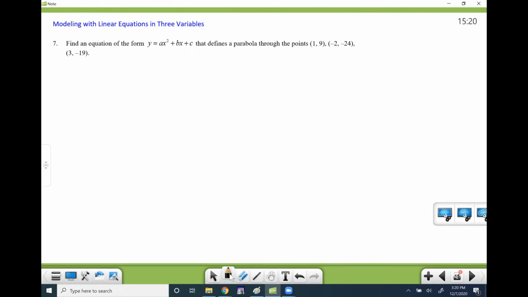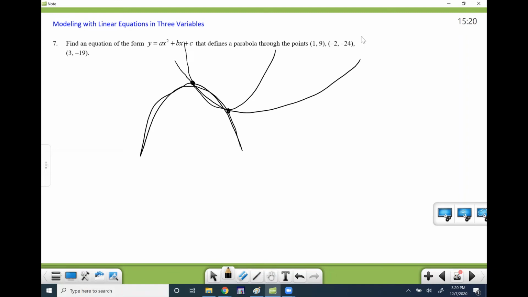2 points isn't enough. If I have 2 points, then I could draw so many parabolas through that. I got an upwards one, I got a downwards facing one, I've got an upwards one where it's a little bit wider, I guess. I could draw parabolas all day through those 2 points. So nobody would ever give you 2 points and say, find the parabola through them, because there would be infinitely many parabolas.